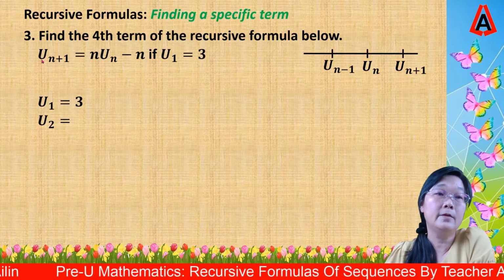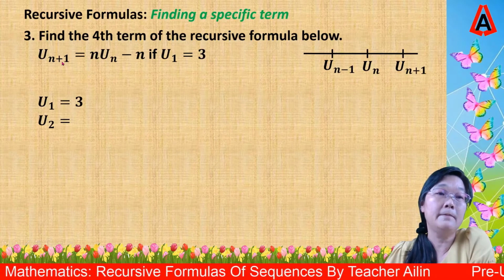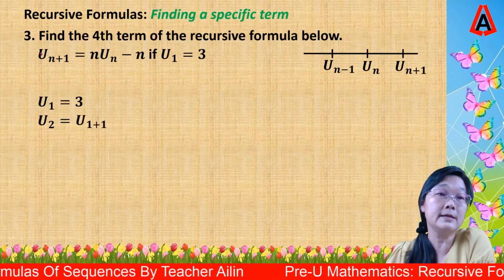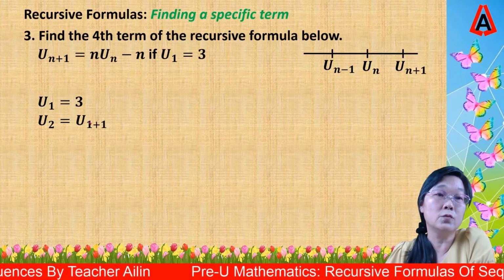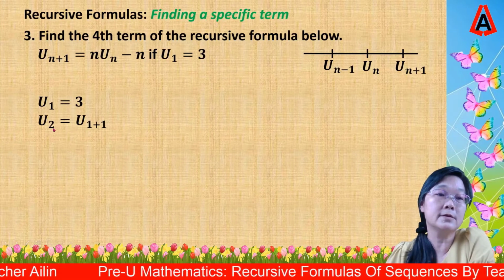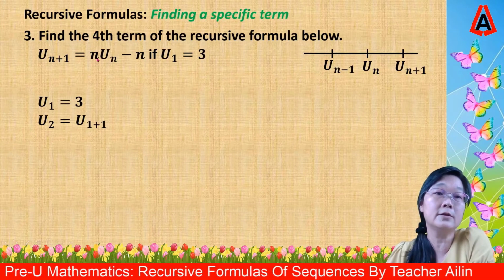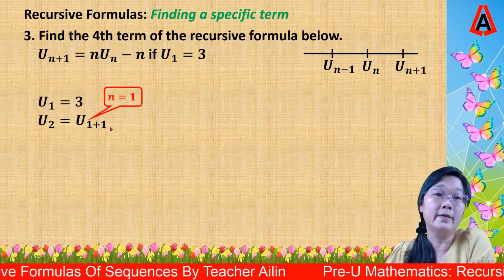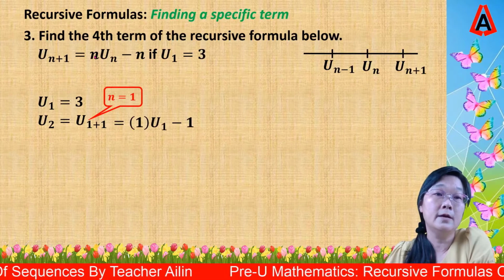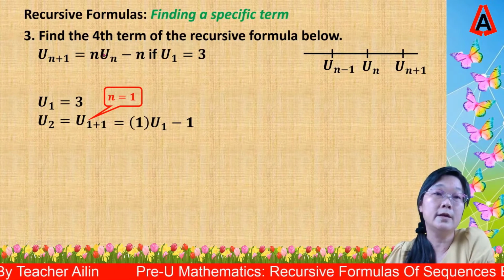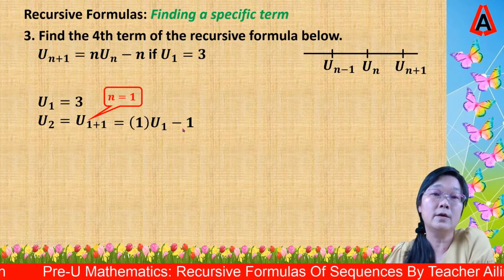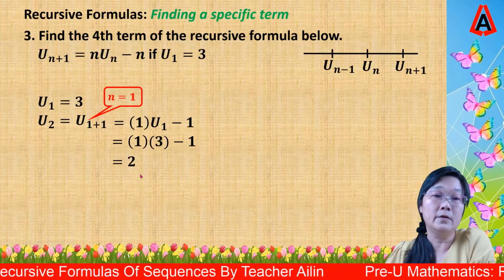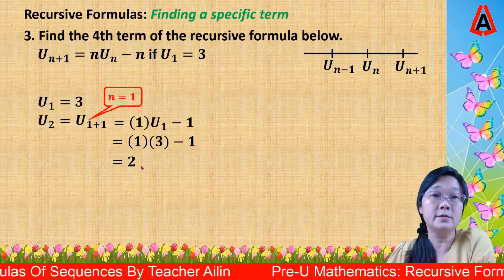Since the recursive formula given is u_{n+1}, n plus 1 is equal to 2. So in this case, n is equal to 1, because 1 plus 1 is 2. When doing the calculation, we must substitute the value of n with 1. So n is 1, u_n is u1, n is 1, minus 1. u1 is given as 3. So when we simplify, u2 is 2.